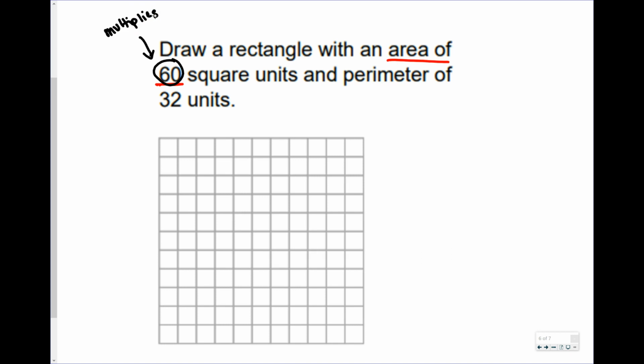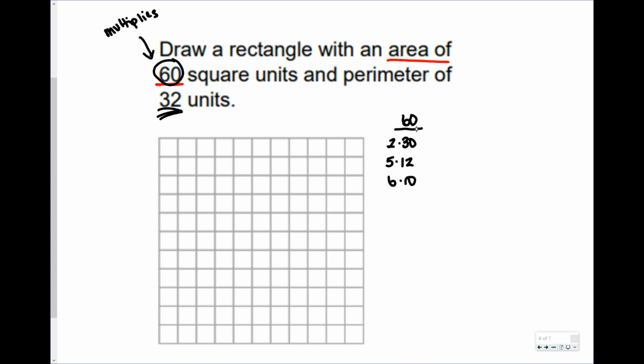That's what I need. So here's what I'm going to do. I'm going to write the number 60. I'm going to ignore this perimeter part first. I don't need that right now. I need to figure out all my options for what multiplies to 60. So here are my options. I've got 2 times 30. I've got 5 times 12. I've got 6 times 10. There's some other options too, but we're going to work with these 3 to test, okay?